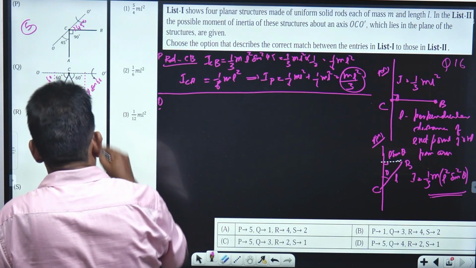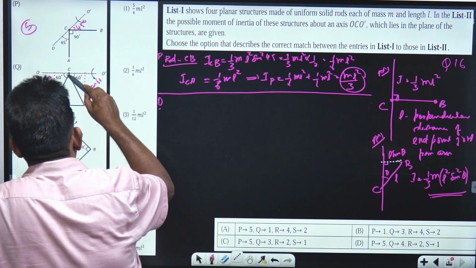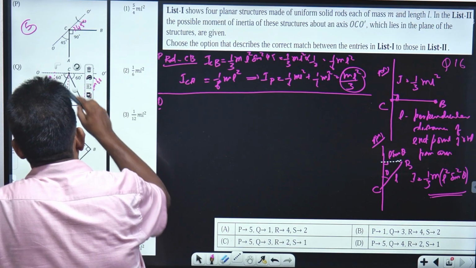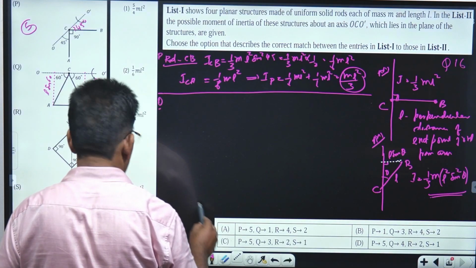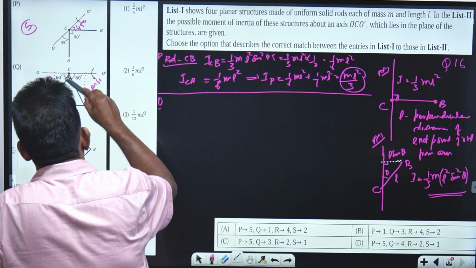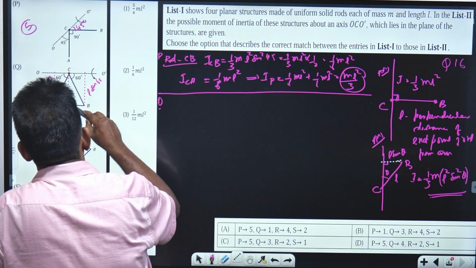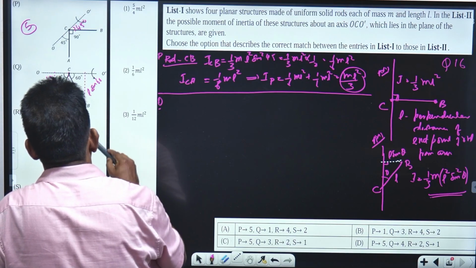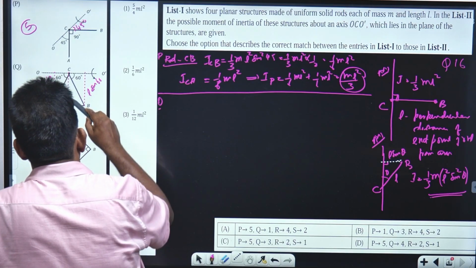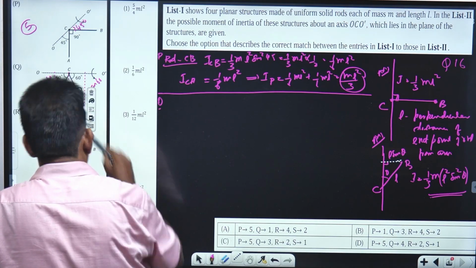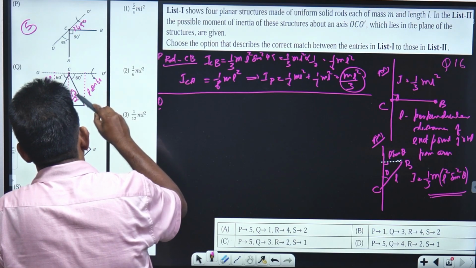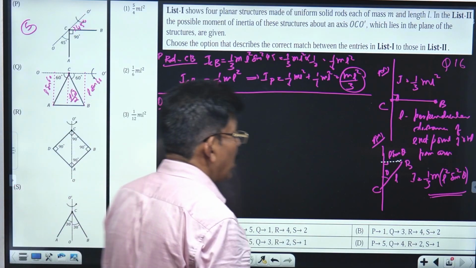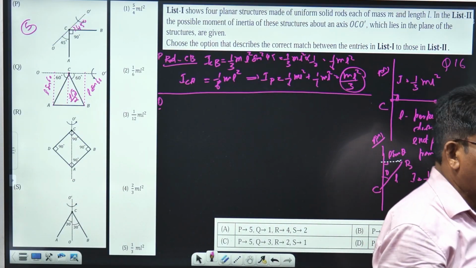But we have one more rod. The distance of that rod from the axis is OA dash. This is an equilateral triangle surely, because this angle is 60, 60. This is the altitude of the equilateral triangle. That distance is coming to be L root 3 by 2, altitude of an equilateral. So I have marked the perpendicular distance of the points from the axis.